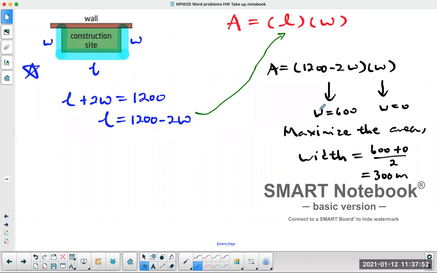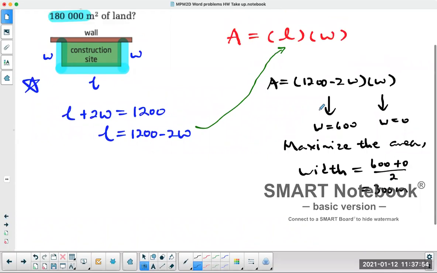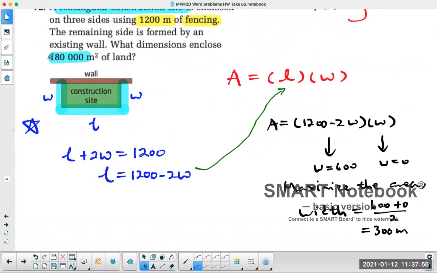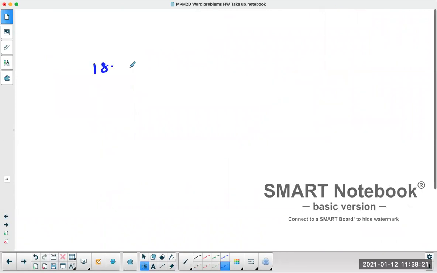Now, that's one kind of question they can ask. This question, though, they gave us that area and asked you to solve for the value of W. So that's the other kind of question, where you're not looking for the vertex. They actually give you the answer and you need to solve the quadratic equation. So let's do that. Here they give you the area, which is 180,000, because that's the area.